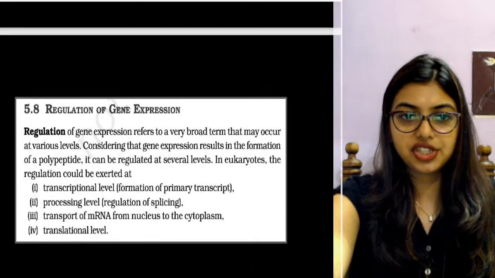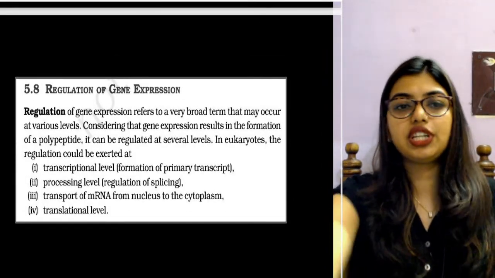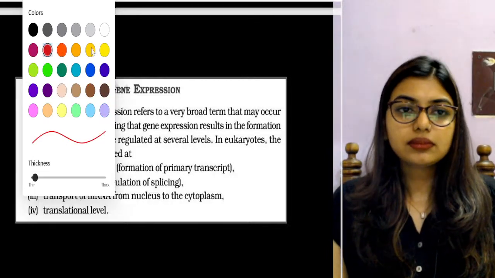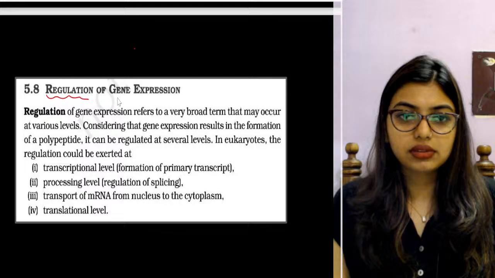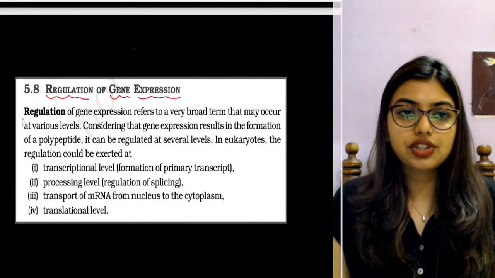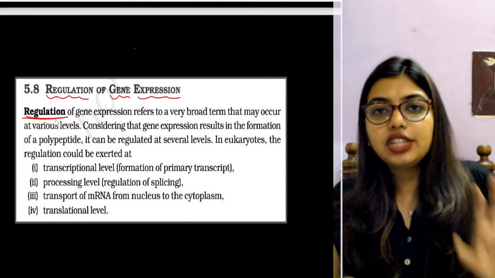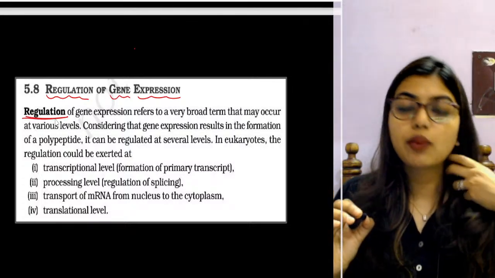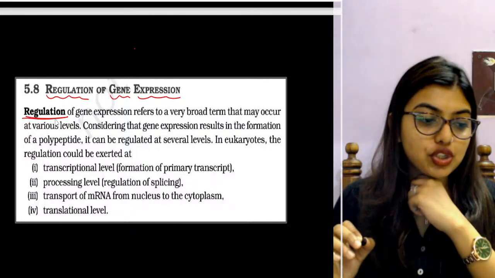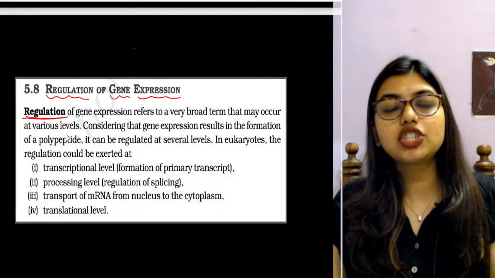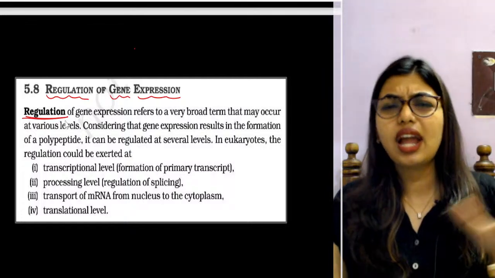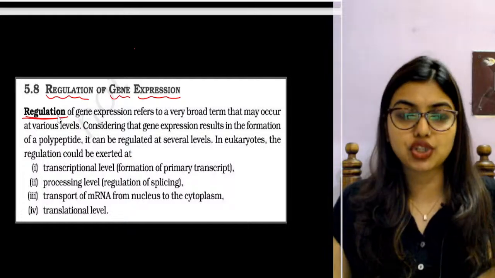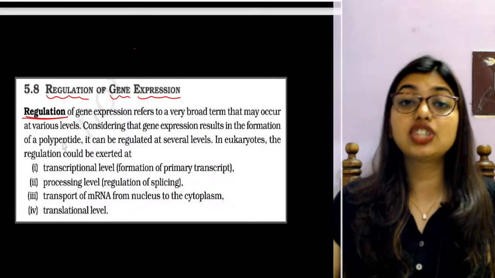Done? Dusted? Okay. Now regulation of gene expression. What is regulation of gene expression, students? Regulation of gene expression means the gene can decide when it wants to get switched on and when it wants to get switched off. So when the gene decides, okay, I don't want to get activated now, I don't want to work now, I don't want to be part of this, I'm going to get switched off, the gene can do that.